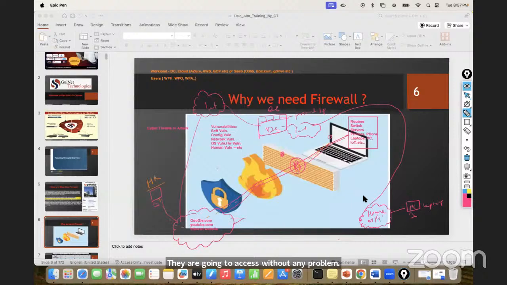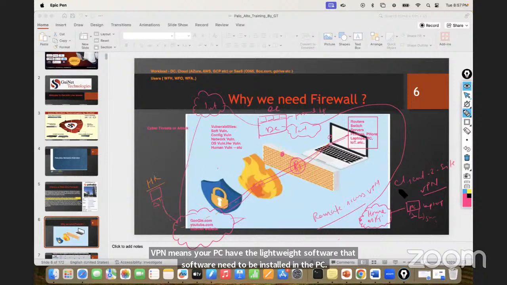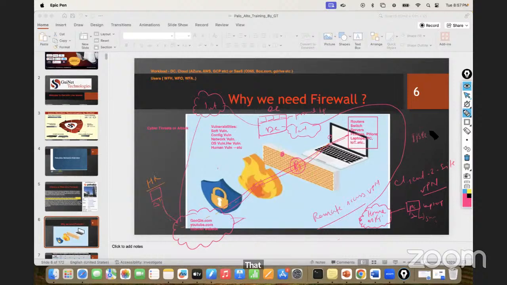So this is the beauty of another work from home service, and this is known as client to site VPN. We can also call it remote access VPN solutions, right? Like we have GlobalProtect, Cisco AnyConnect, FortiClient; different vendors have different VPNs. Your PC has lightweight software that needs to be installed on the PC. That software is going to build an IPsec tunnel or SSL based tunnel with your DC firewall.